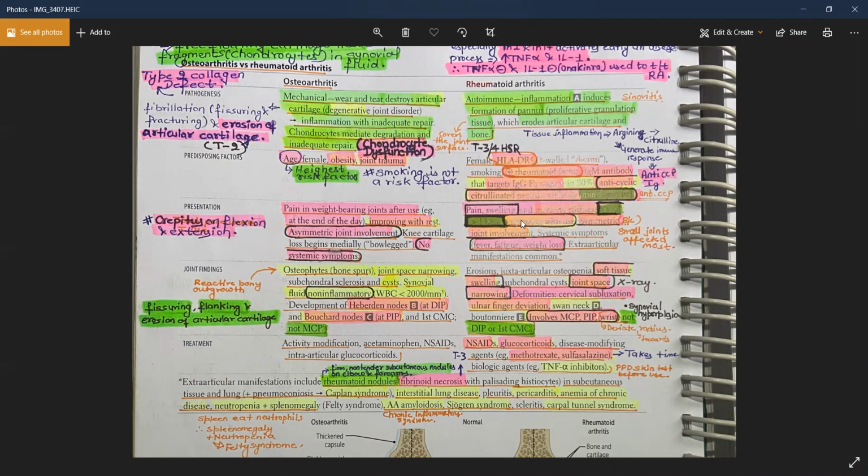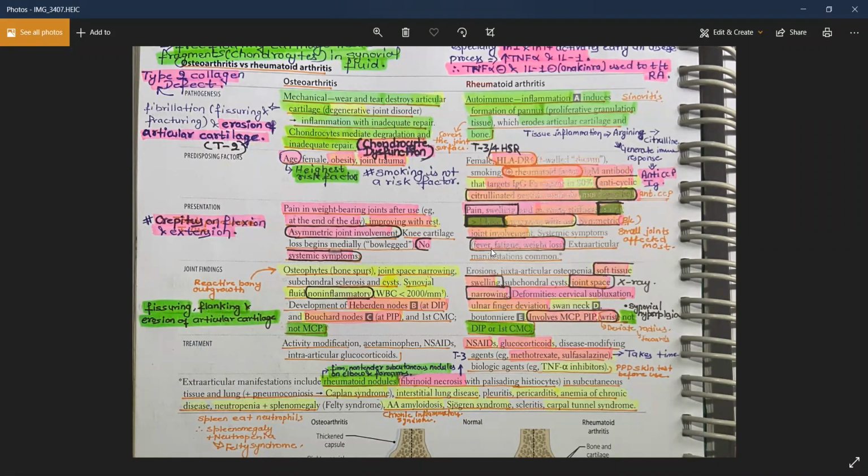Very important. Now, what symptoms does the patient present with? The patient generally presents with joint pain, and it is a symmetric, bilateral joint pain, unlike osteoarthritis, which is unilateral. Both sides of joints will be involved. The patient will have very prolonged stiffness in the morning, more than an hour. In osteoarthritis, the stiffness is for about 10 to 20 minutes. In rheumatoid arthritis, it is more than an hour.